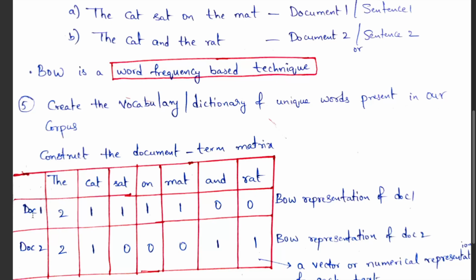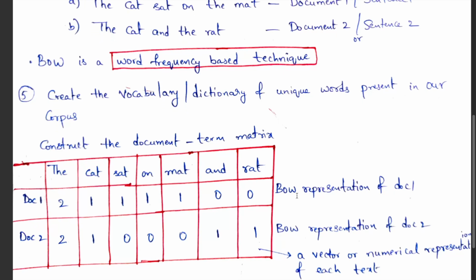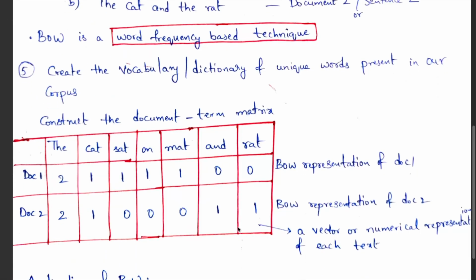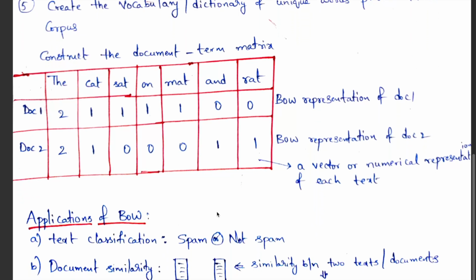So what we did is basically we got all the unique words in our corpus and created a matrix out of it, and for each document we have enumerated how many times that particular word in our vocabulary has appeared and counted that frequency and put it as a feature for that particular word. So this is the bag of words representation for document 2. So this bag of words representation is nothing but a vector or numerical representation of each text or document in our corpus. So let's understand, are there any applications of bag of words.